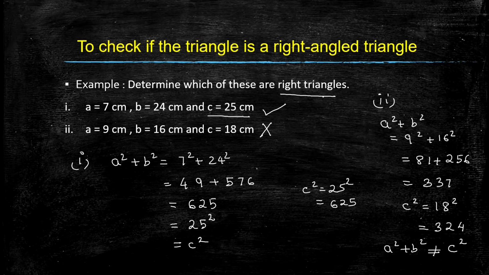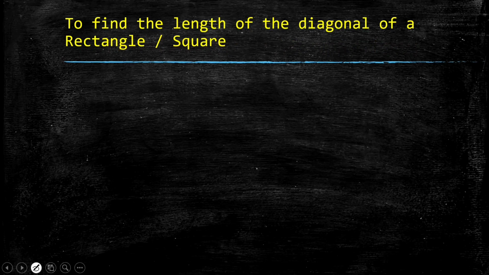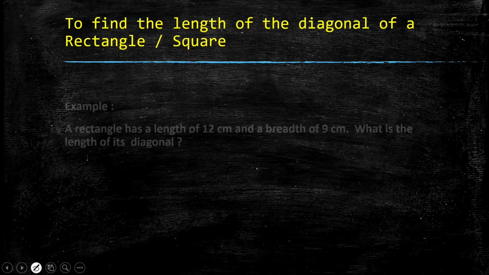If it satisfies the condition a square plus b square equal to c square, then we say that the given triangle is a right angle triangle. So this is one of the applications of Pythagoras theorem. Now let's see the next application: to find the length of the diagonal of a rectangle or square.